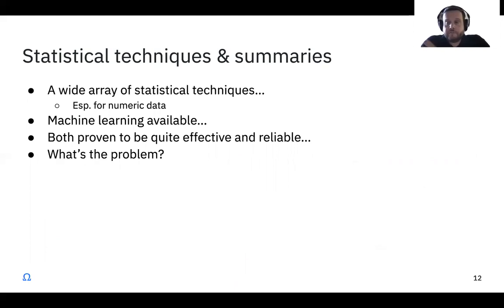Before we start on that, we have to talk about statistical techniques and summaries, right? We can do a lot of things statistically with the data, especially with numeric data. We have machine learning available, which to some observers might seem like applied stats as well. So it's a related discipline. And both have been proven to be quite effective and reliable, right? And they are. So what's the problem? Why don't we just summarize the data set, just use machine learning and be done with it, right? Why do we need to visualize it?